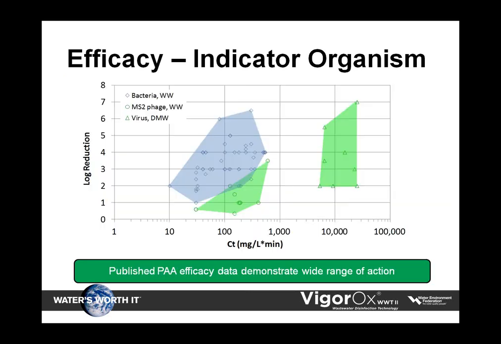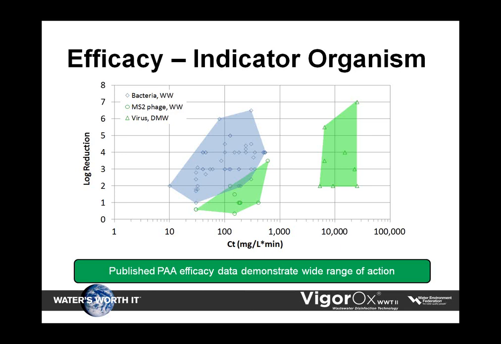would yield a graph like this. On the x-axis, we have the product of concentration times time. On the y-axis, we have the resulting log reduction. The blue diamonds represent all the data published for PAA against bacteria in secondary wastewater. The blue shaded area covers the effective range of PAA against bacteria.